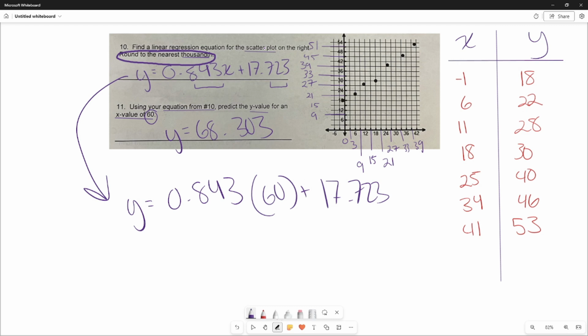Some important thing to note, just to conclude, you can just estimate where your points are at. Make sure you round to the nearest thousandth for number 10. And then for number 11, make sure you're using your rounded equation. So after you finish rounding to the nearest thousandth, make sure you use specifically that equation.